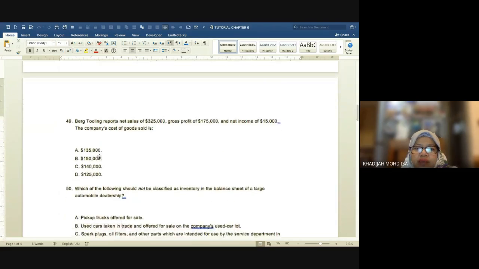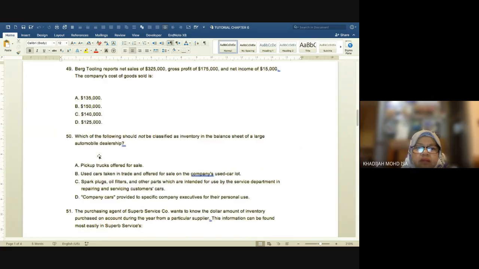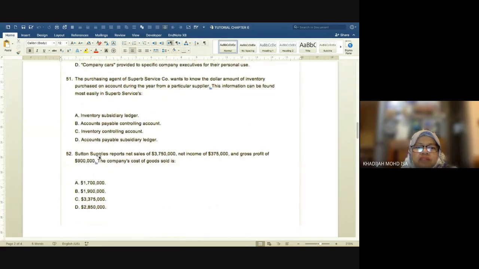Next we have bulk tooling. Isn't this the same as the one just now? Okay, done. Repeating, 2,850 is there.